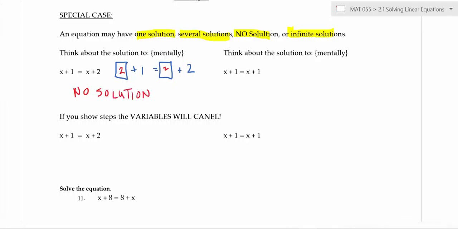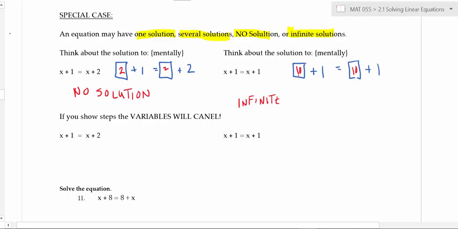If you go to this problem, you could reason this out the same way. It's something plus 1 equals something plus 1. Well, on this one, if you plugged a 1 in, that certainly works. If you plugged anything in, it would work. It doesn't matter. If we plugged in a 10, 10 plus 1 and 10 plus 1 are the same. So this one would be infinite solutions. Everything works.